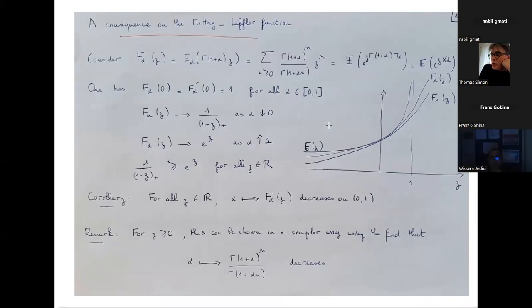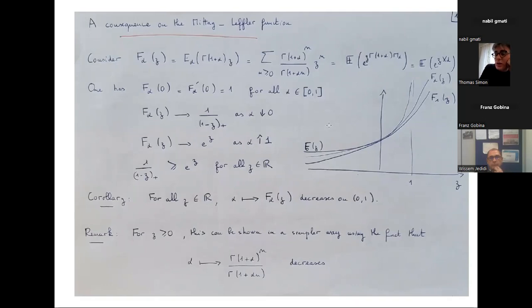The reason why you do that is that at 0, this renormalized Mittag-Leffler function has the same value 1, but also the same first derivative. So we have a collection of functions which meet at 0 with the same derivative. If you look at what happens as alpha goes to 0, you get a hyperbolic curve. As alpha goes to 1, you get an exponential curve. And it's elementary to prove that the exponential is always below the hyperbolic curve.